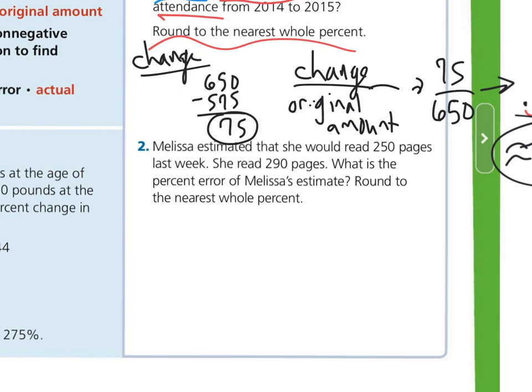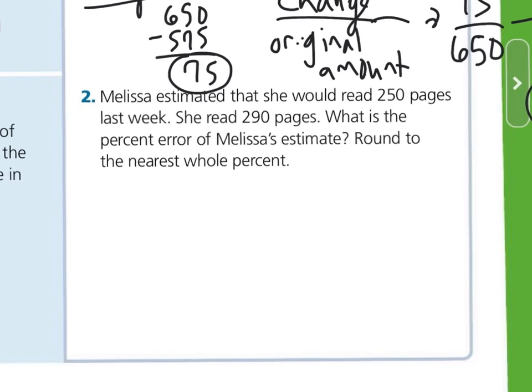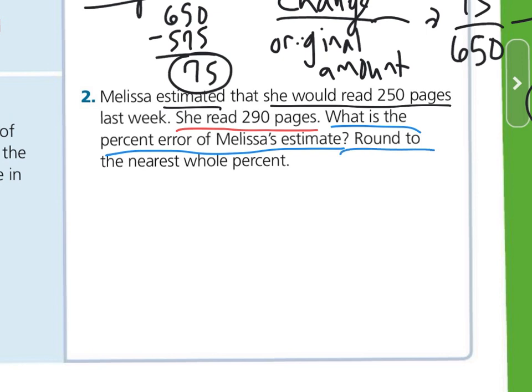So if we go to number 2, Melissa estimated she would read 250 pages last week. And she read 290 pages. What is the percent error of Melissa's estimate? Round to the nearest whole percent.